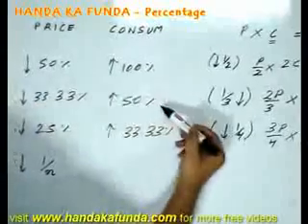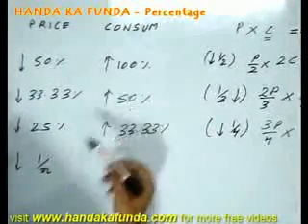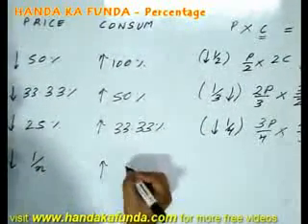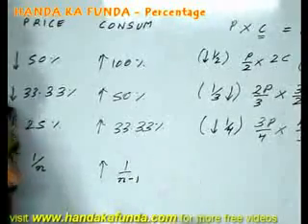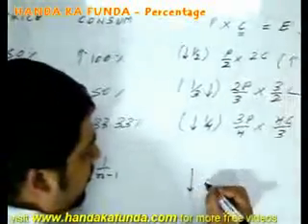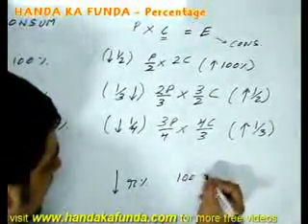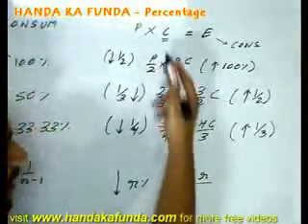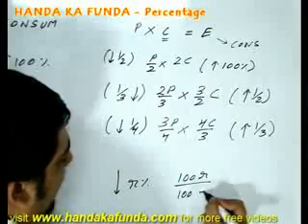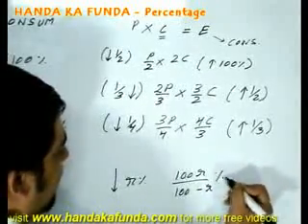Fall of 1/3, increase of half, fall of 1/4, increase of 1/3, fall of 1 by n, increase of 1 by n minus 1. Similar to the previous case, if there is a fall of R%, then the increase in the consumption will be given by 100R upon 100 minus R%.